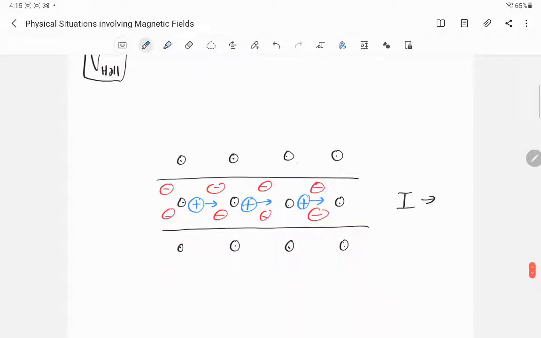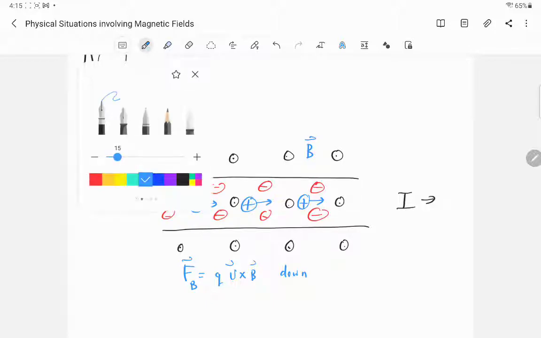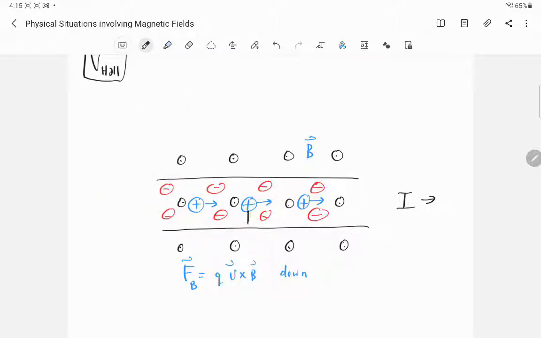So remember, the magnetic field in the background is out of the page or out of the screen. So if you do V cross B, the force itself, right, is down. And because the charge that's moving, the Q, is positive, the magnetic force is positive. That is, the positive charges are forced downwards as well.